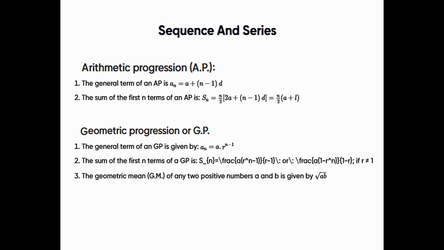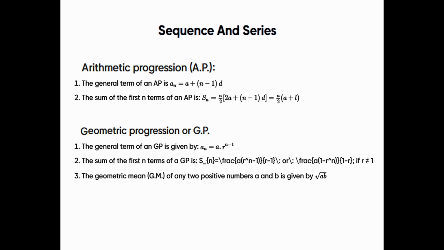Next, sequence and series. An arithmetic progression, AP, is a sequence where the terms either increase or decrease regularly by the same constant. This constant is called the common difference, d. The first term is denoted by a and the last term of an AP is denoted by l. Here we have the formulas for arithmetic progression.